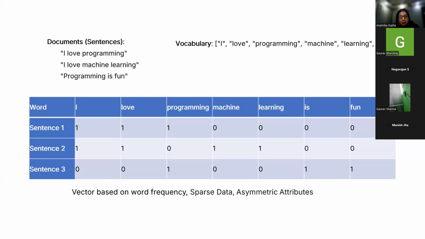So these are the vectors. These are called vectors. They are based on the word frequency. This data is sparse and the attributes are asymmetric in nature. I hope I have made it clear. Is there any question?